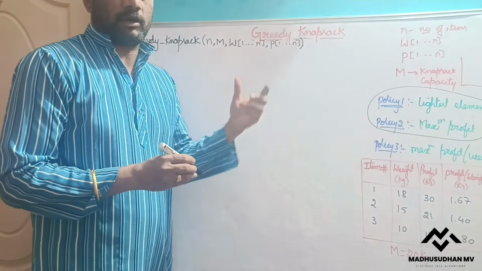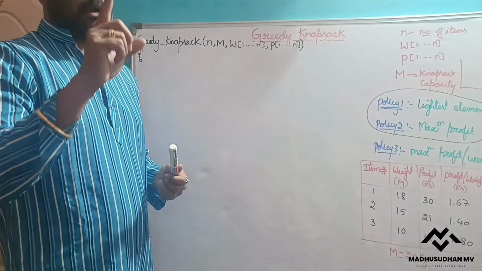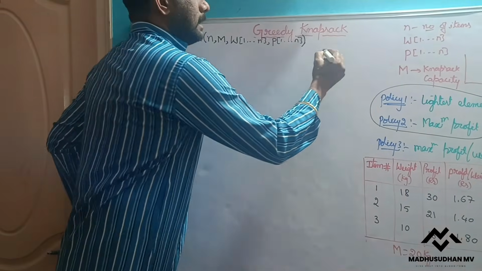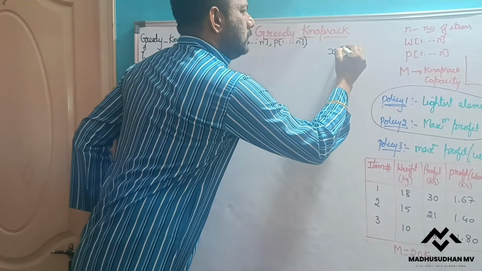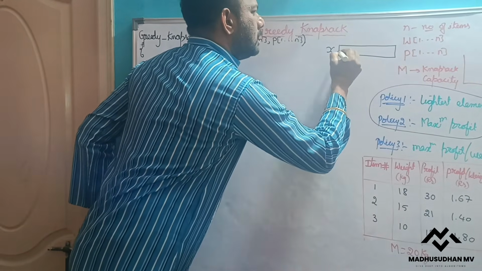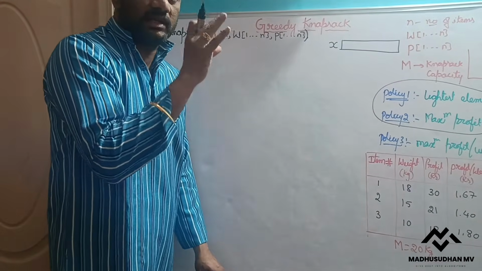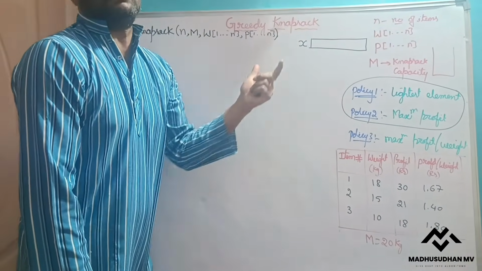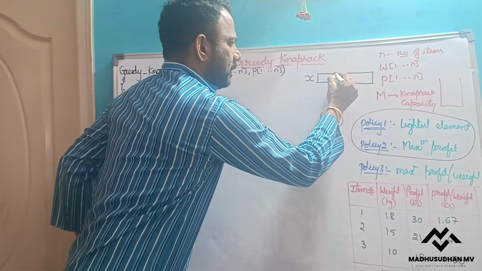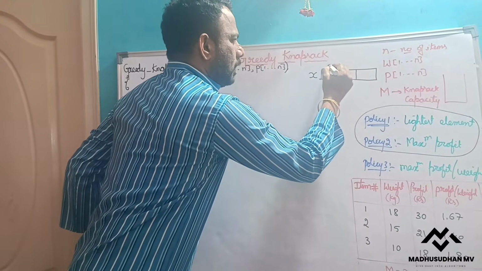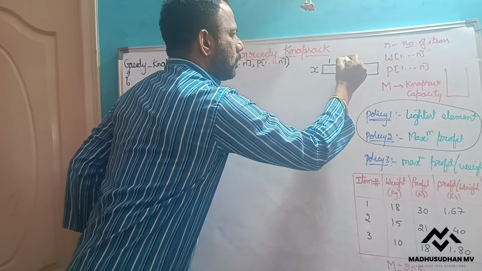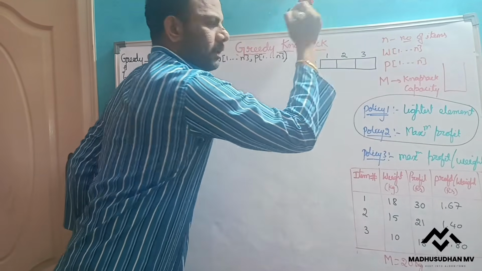For this problem, I am going to take one more array, a solution array called x. This is the array. It tells which items we selected in our knapsack in order to get the maximum profit. So for example, let us take now, we are having only 3 items. Item number 1, item number 2, item number 3.